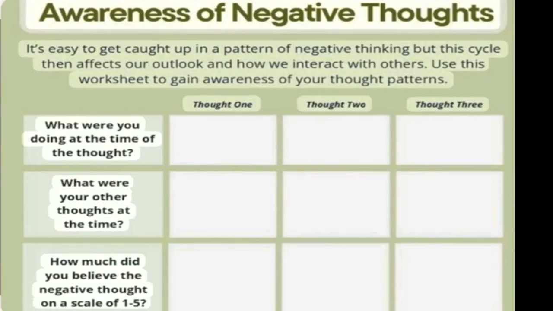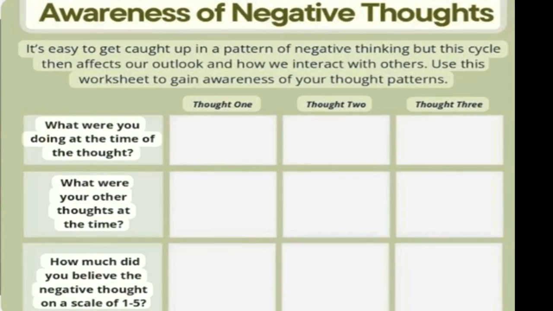How can we become aware of negative thoughts? In this slide, you can clearly see that there is a table in which thought 1, thought 2, thought 3 are given. So when you are working in a therapy setting with a client, how do you guide a patient to record their negative pattern of thoughts? Likewise, if they encounter any negative thoughts at home, how can they take note of those thoughts? What were you doing at the time of the thought?